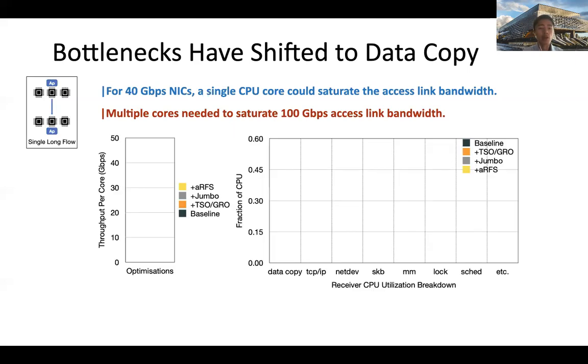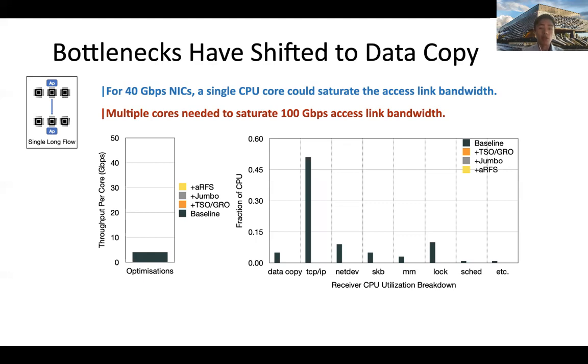We successively turn on optimizations and see their effect on throughput per core. Baseline here means there are no software and hardware optimizations enabled. Here, throughput per core is only 4 gigabits. Looking at the corresponding CPU breakdown on the right, we see that the TCP layer takes up the majority of the CPU cycles. This is because the TCP layer has to process MTU-size packets, so per-packet overhead is high.